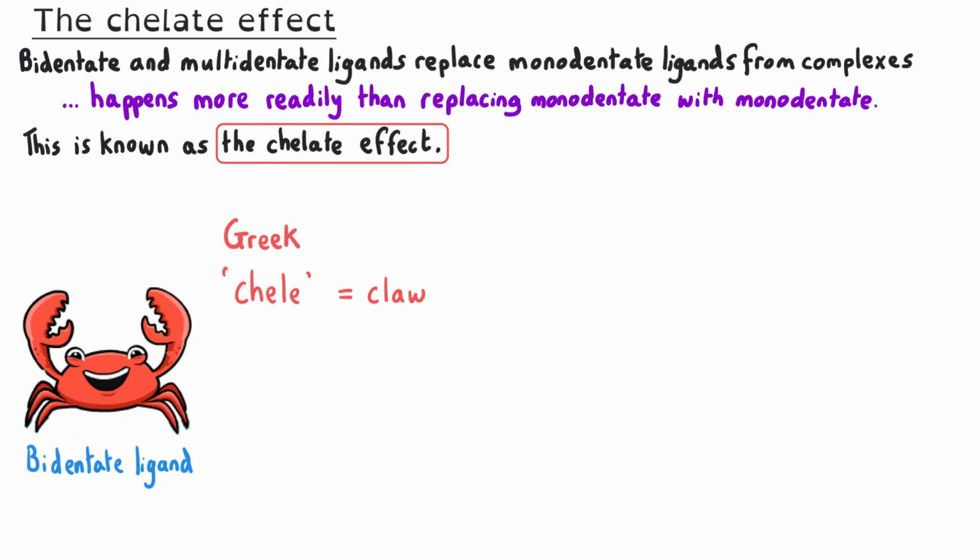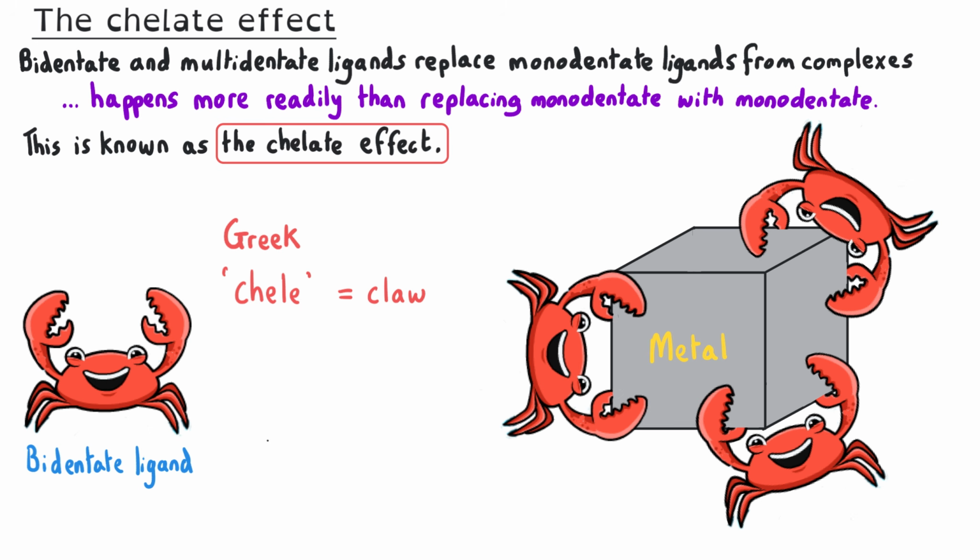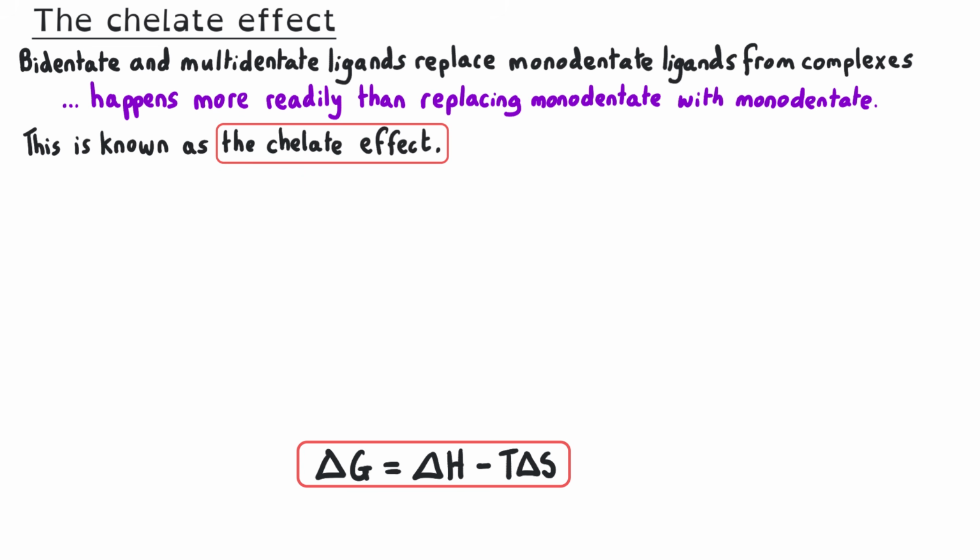And the word chelate comes from the Greek word for claw, which is the perfect analogy for how these ligands work. They grip the metal ion at multiple points, forming a much more stable complex. And this is what we're referring to when we mention the chelate effect. The explanation for this effect comes from thermodynamics and free energy. If we remember the free energy equation, we can see that we've got delta G equals delta H minus T delta S. And delta G is therefore affected by 2 things, the enthalpy change and the entropy change.